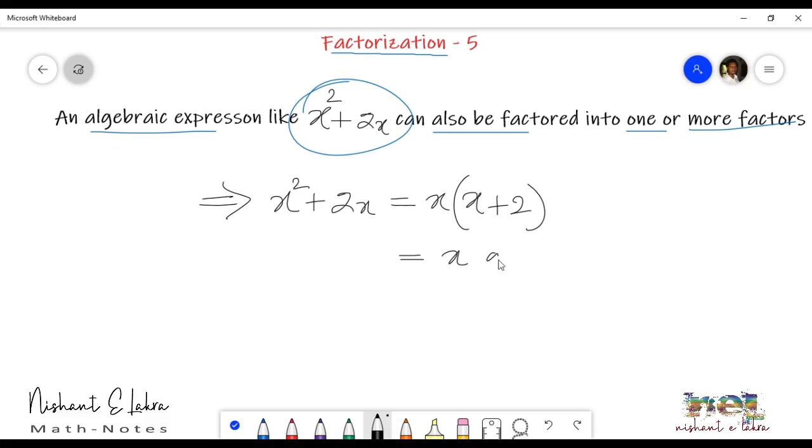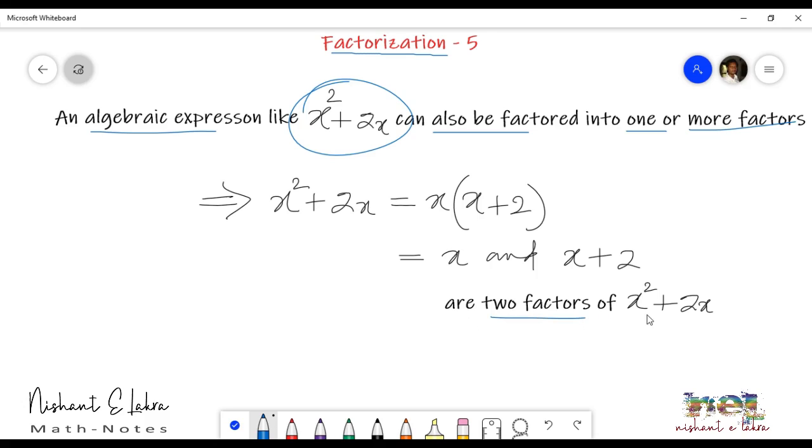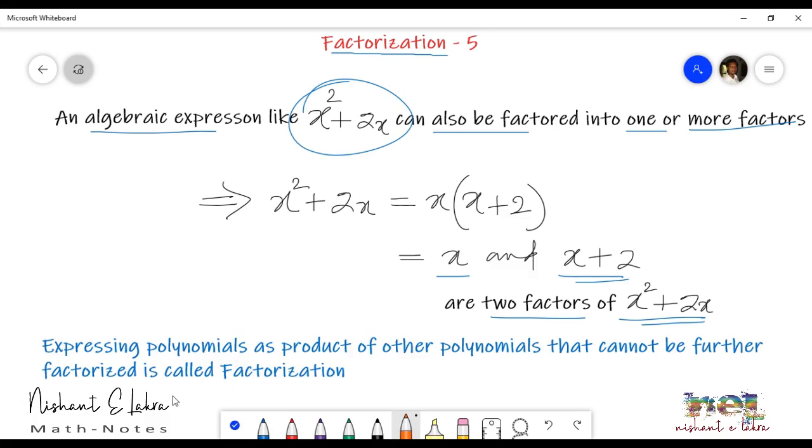Now what do we understand here? That x and x plus 2 are the two factors of x squared plus 2x. I hope you understand this, because we have got x squared plus 2x by multiplying x into x plus 2 in brackets. So x and x plus 2 are the factors of x squared plus 2x.